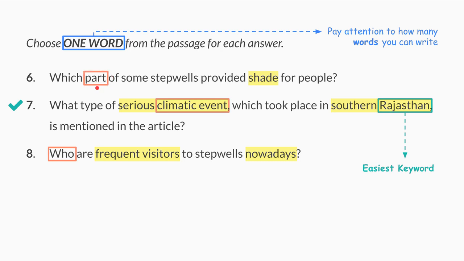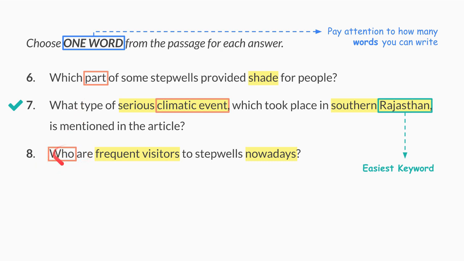it has to be a noun. Now with number 7, we are looking for a type. The type of what? We are looking for the type of a serious climatic event. So that whole thing, we are looking for that specific information, the type of serious climatic event. So since we are looking for a type, which is a sort of classification, we are looking for some sort of a category. So this answer must also be a noun. The answer to number 7 will also be a noun.